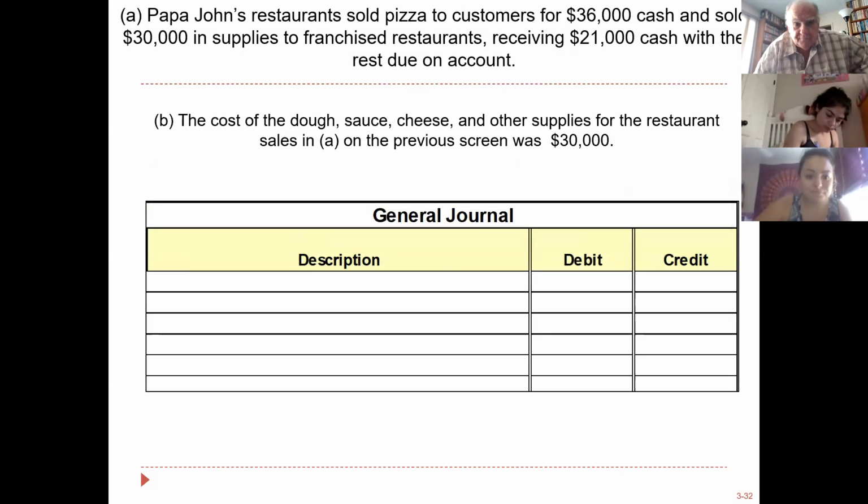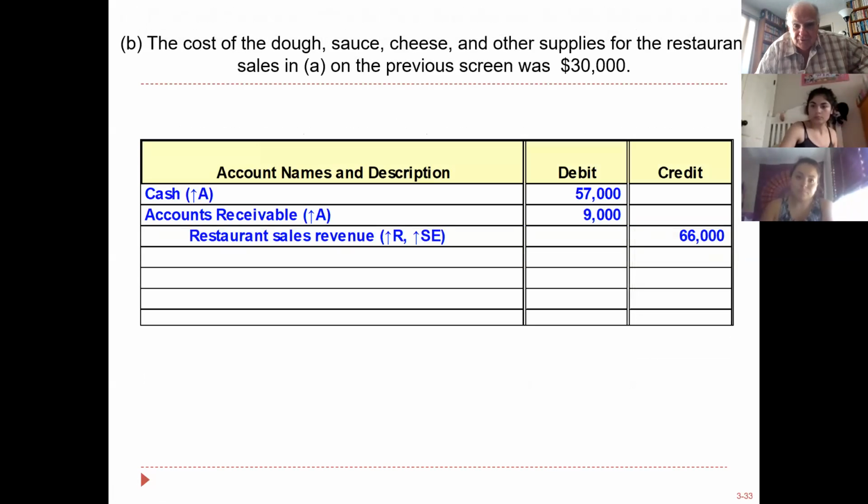So here we go. They're kind of explaining what the stuff is. They sold pizza for 30, blah, blah, blah, same exact thing. Cost of the dough, cheese. We're back on that.